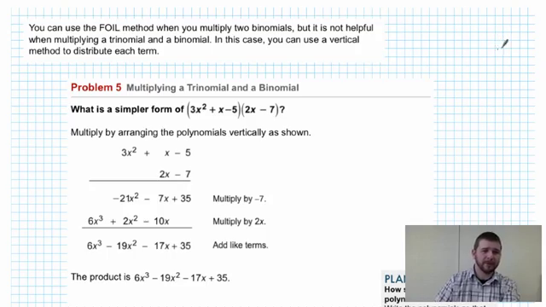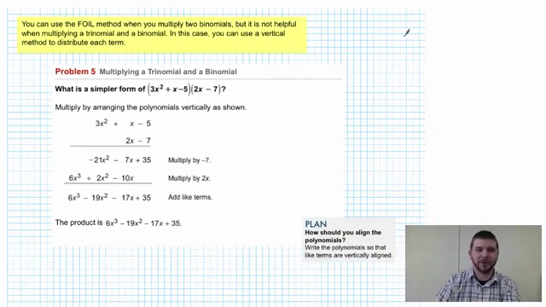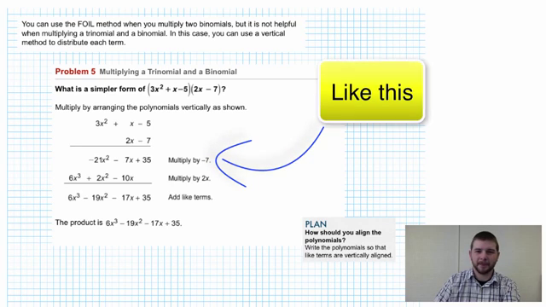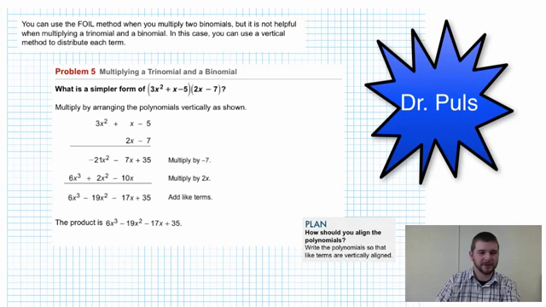And for example, problem number 5. You can use the FOIL method when you multiply two binomials, but it's not helpful when multiplying a trinomial and a binomial. In this case, you can use a vertical method to distribute each term. And I'd like to give a side note quickly about this comment at the top. I had a college professor, a math professor, who said that FOIL was the worst thing that a high school teacher could teach their math students.